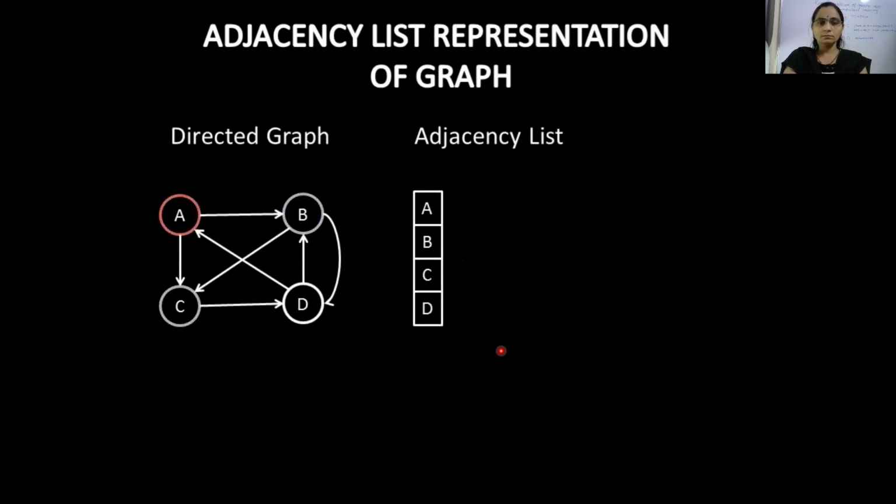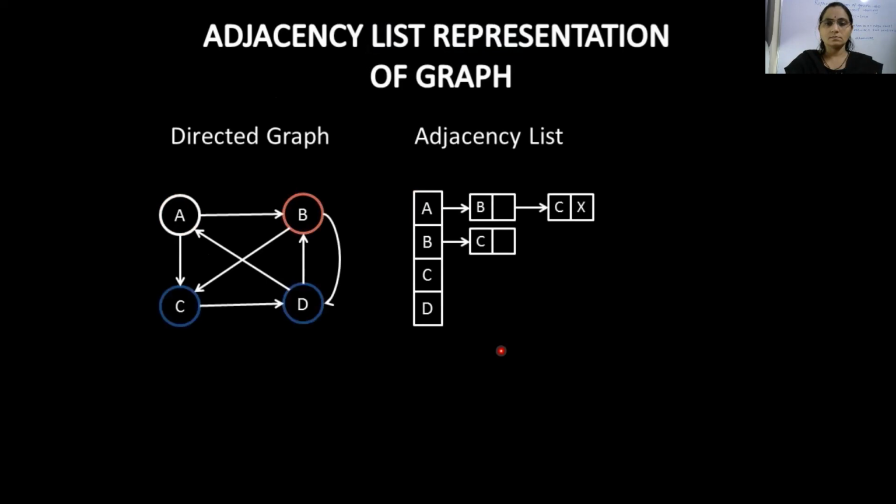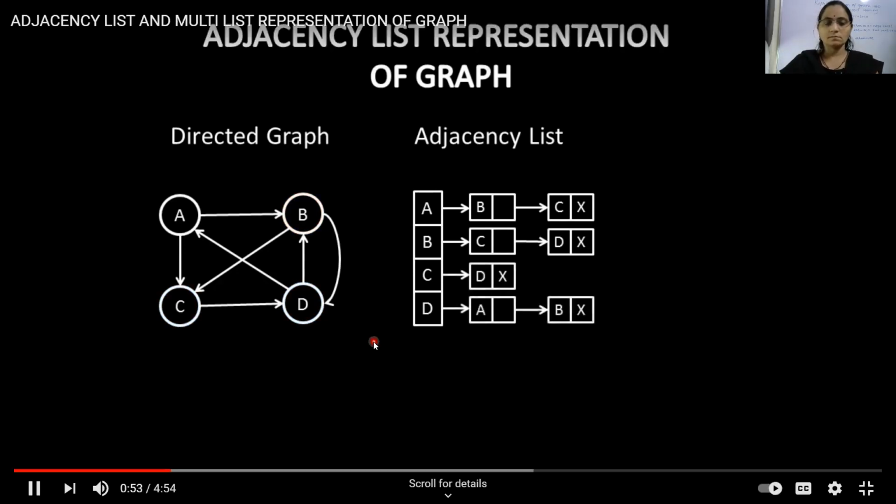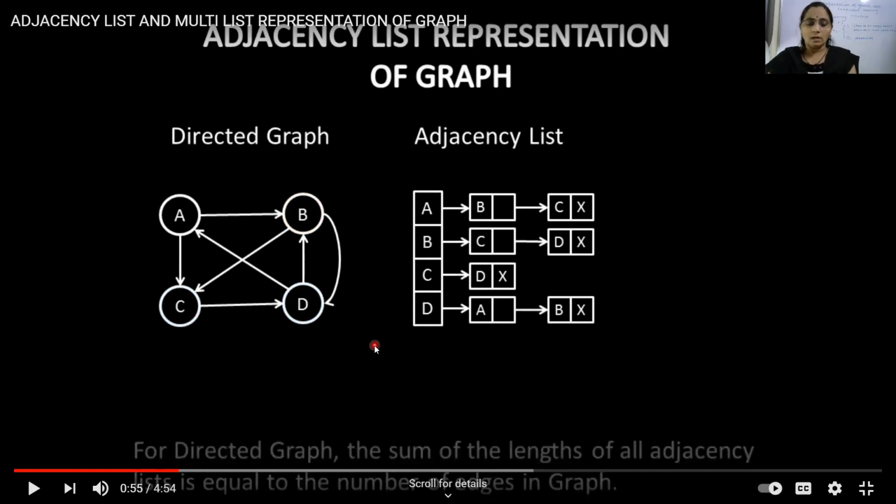Since node A has node B and C adjacent to it, therefore adjacency list of A contains B and C. Similarly, adjacent to B are C and D, because of which its adjacency list contains C and D. So every node is in turn linked to its own list that contains the names of all other nodes that are adjacent to it. Note C.